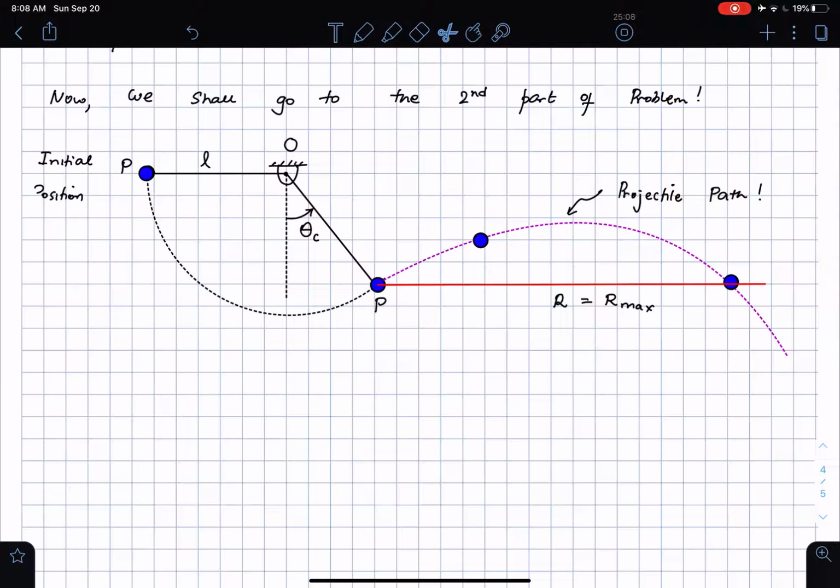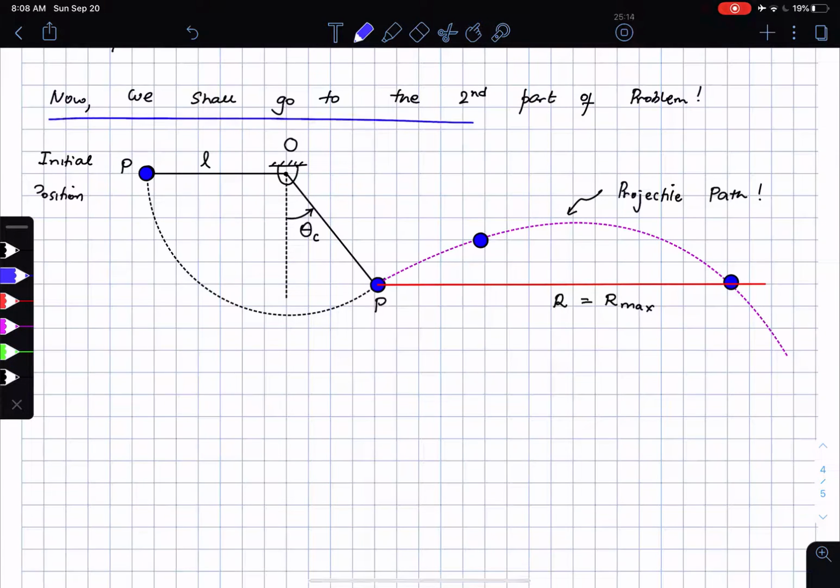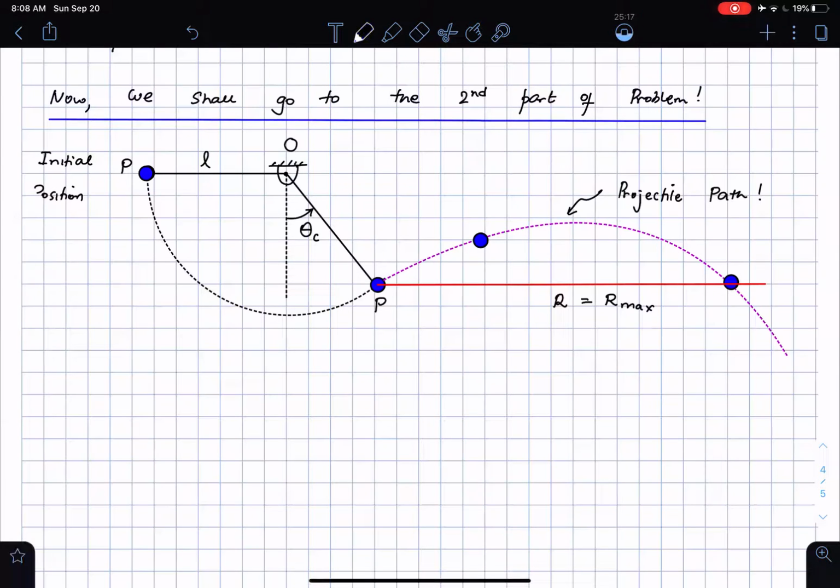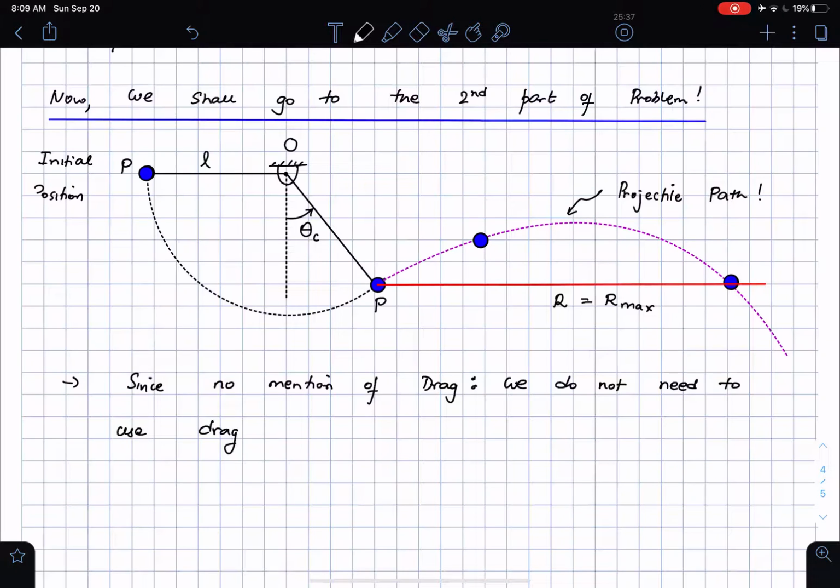So how do I tackle this part of the problem? One thing I want to mention is this. Since there is no mention of drag, we do not need to use drag when looking at the bob as a projectile. I hope that makes sense.